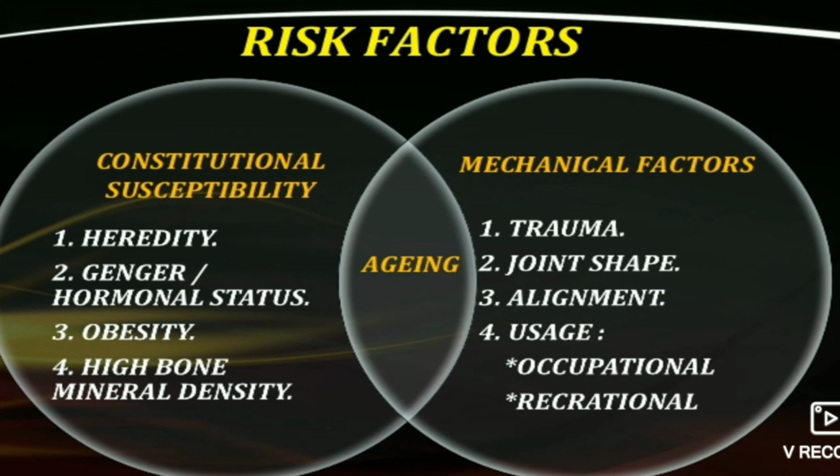Constitutional susceptibility risk factors are heredity, gender or hormonal status, obesity, and high bone mineral density. Whereas in mechanical factors, the risk factors are trauma, joint shape, alignment, and use, such as occupational and recreational. But aging is the most common risk factor in constitutional susceptibility and mechanical factors.